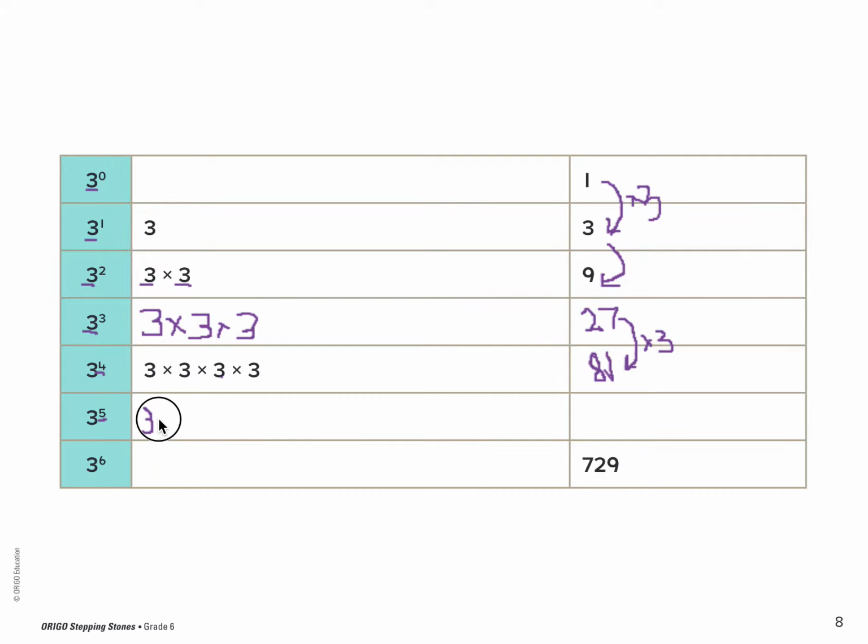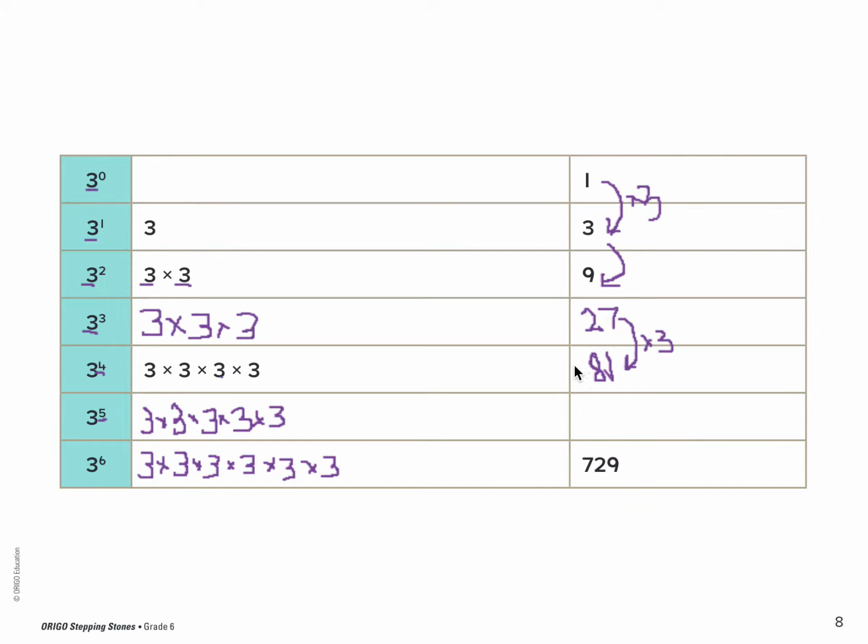1, 2, 3, 4, and 5. Again, 1, 2, how many times should I multiply 3 for this row? 6, correct. 3, 4, 5, and 6.